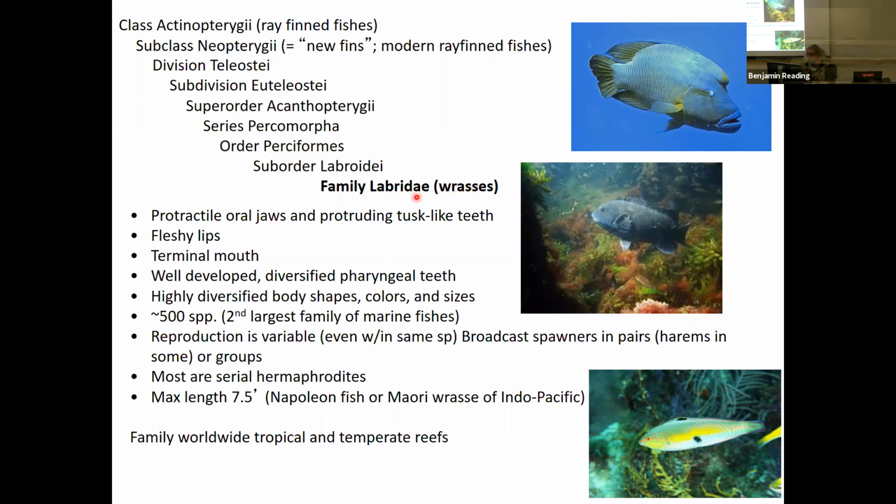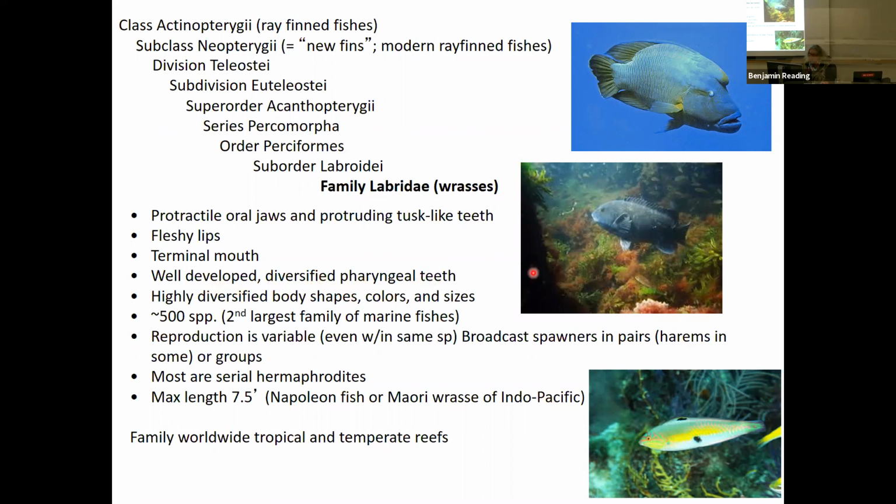This is one of the easier families for me to remember. These things are quite characteristic. They have protractile oral jaws, and then sometimes protruding tusk-like teeth. They have very good dentition here on their oral jaws. In some cases, their lips are quite fleshy, like this one here. And the mouth is terminal, usually kind of prominent. Even on small wrasses, you've got a pretty prominent mouth.